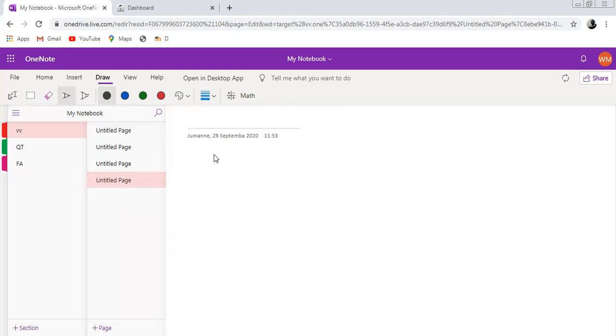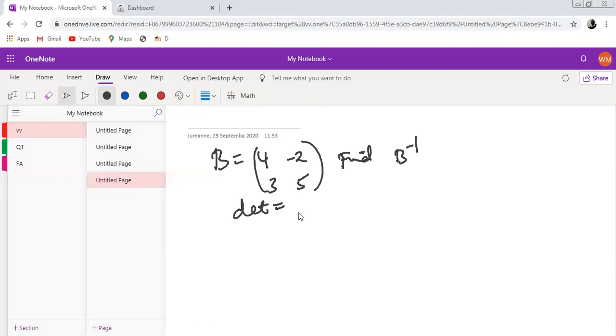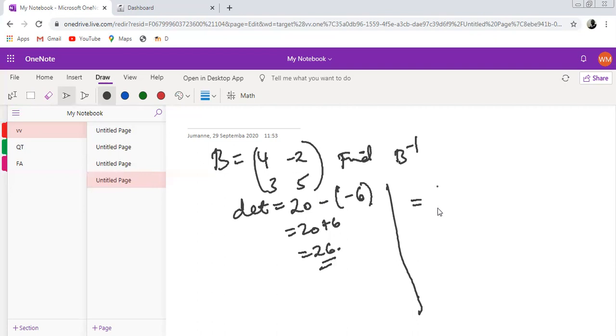You are told B is equal to [4, -2; 3, 5]. Now you are told to find B power -1. First of all, get the determinant, which is 5 times 4, which is 20, minus 3 times -2, which is -6, so that is 20 plus 6, which will be 26. That is the determinant. The other thing you will be required to do is to multiply 1 over the determinant times the matrix where you interchange these, so 5 will come there, 4 will come there.